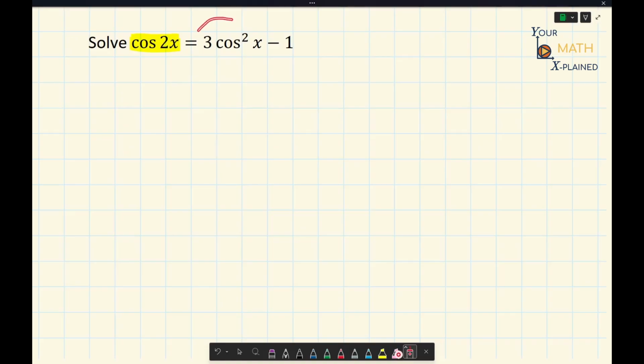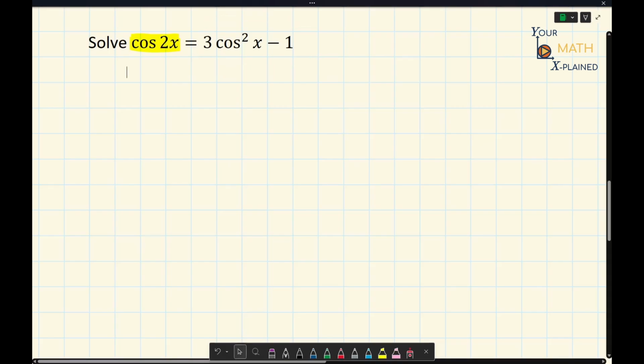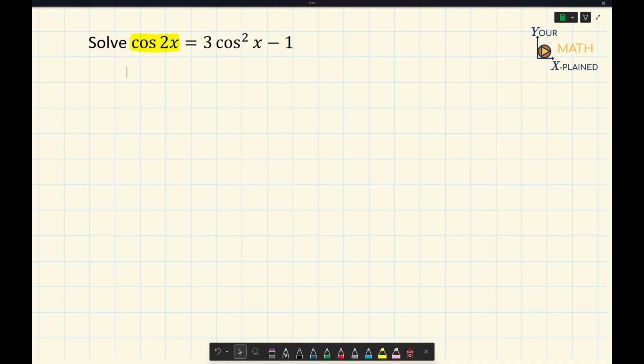So we have a 3 cos squared x minus 1. Now 2 of the identities involve a sine squared x, but there is one in there that only has cos squared x. And since we have just cos squared x on the right-hand side, that tells us that we want to maybe choose that one. So let's take a look to see if that works. So we're going to replace cos 2x with 2 cos squared x minus 1.